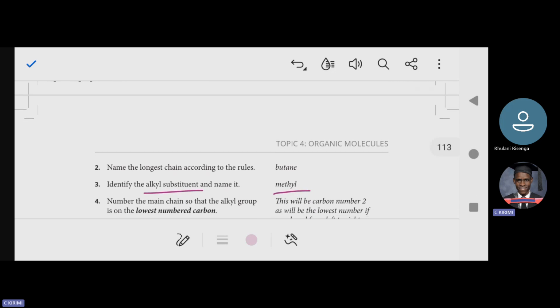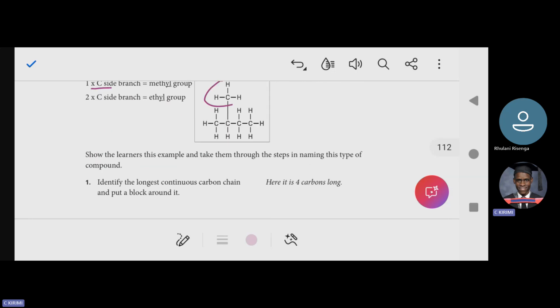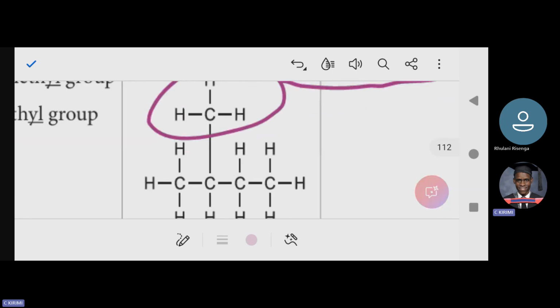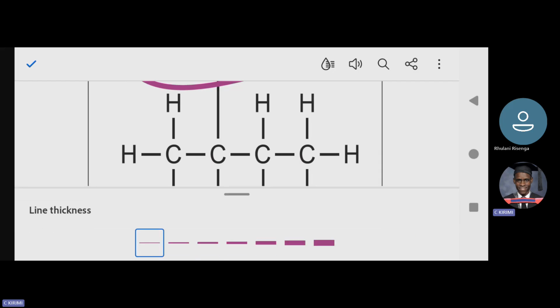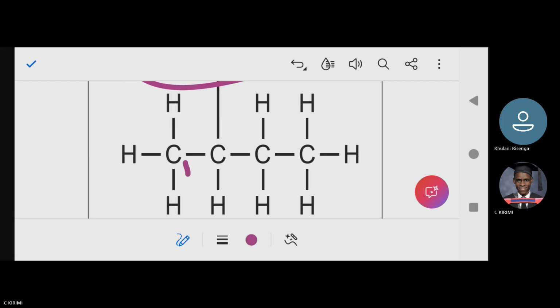And then the next question is saying number the main chain so that the alkyl group is on the lowest numbered carbon. So which means the lowest numbered carbon, instead of naming from this side, where do you start to number your carbons? Do you start from the left or from the right? Do you start counting 1 here, from the left, isn't it? Yes. So which means this is number 2. Instead, I should not start from the right, because if I start at the right, which means 1, 2, so this will be at 3.